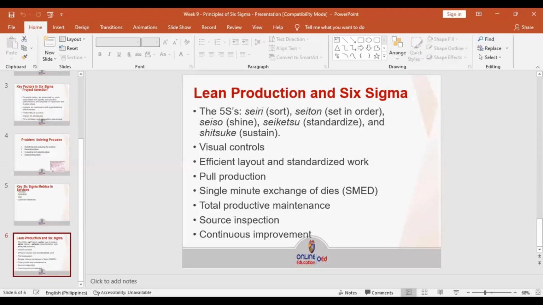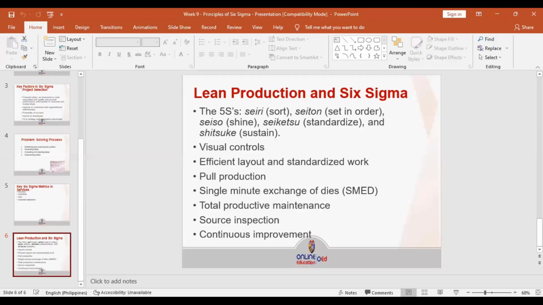Part of Six Sigma is the visual controls. Okay, so we have visual controls. If you see that some things in the future might not be good because of the present, we might control the activities, so that unexpected things will not happen in the future. Efficient layout, of course, and standardized work are part of Six Sigma, because if we standardize the work, that's why there are some institutional policies that we implement, okay?